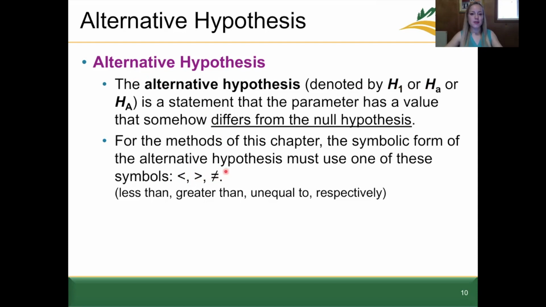In the example I've been using so far, the null hypothesis is that the mean is equal to 12.1, then my alternative hypothesis is that the mean is unequal to 12.1. So it's equal to anything else other than 12.1. For the alternative hypothesis, get really comfortable reading these symbols: less than, greater than, or unequal to, or not equal to.